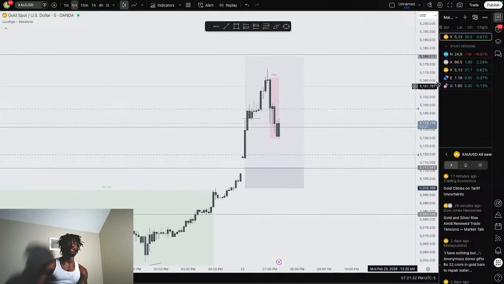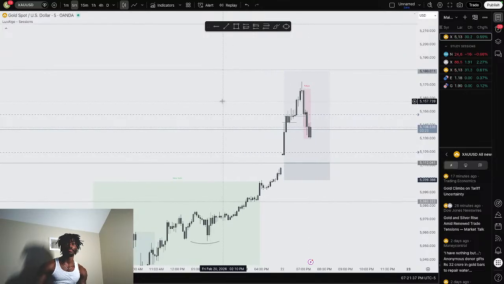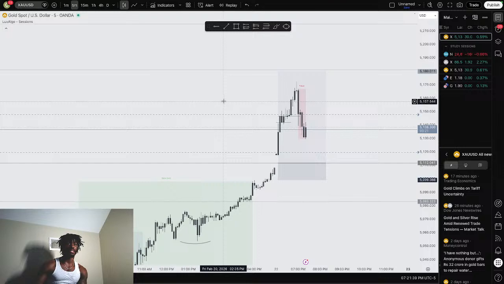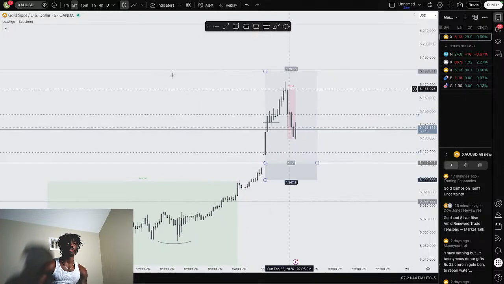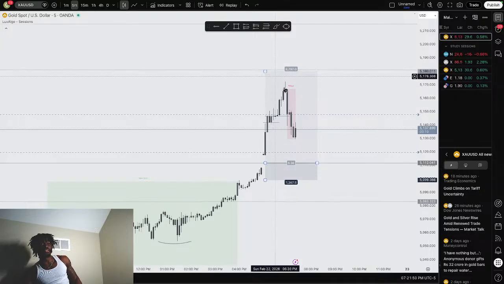It's just catching a piece of it, however many pips. If I catch 100 of that 300, I'm cool. If I catch 200 of it, I'm cool with that. I would rather just focus and mainly hone in on one pair, two pairs. Rarely, I don't even look at three pairs that much.